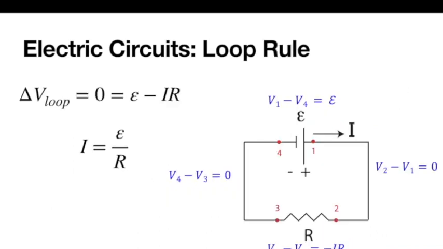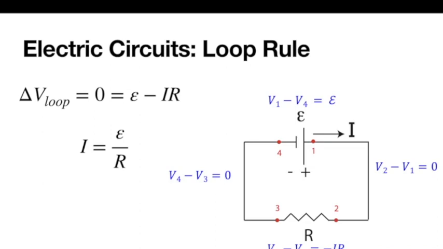And we can see that expressed here in our loop rule. Again, our delta V loop from going all the way around is always going to be 0. And so the only things that show up are plus epsilon from the battery, minus IR from the resistor, and that allows us to solve for what current is going to result from this circuit. So the bigger the battery, the larger epsilon, the more current we're going to get. The larger the resistor, the smaller the current we're going to get.